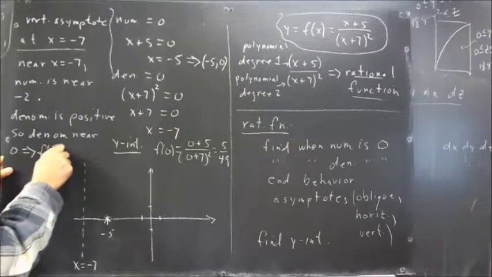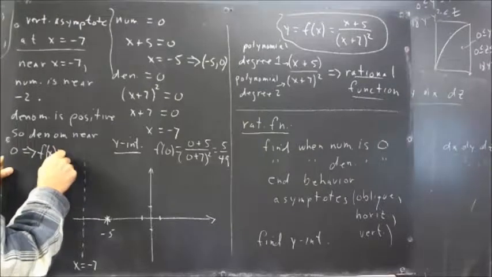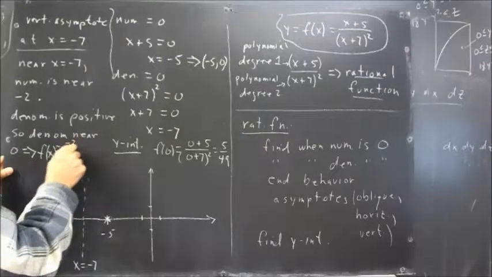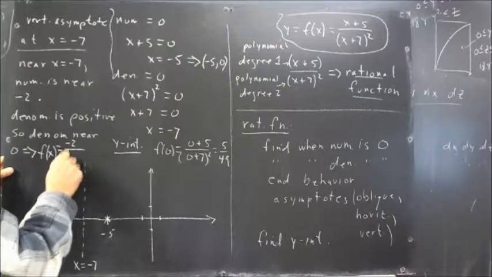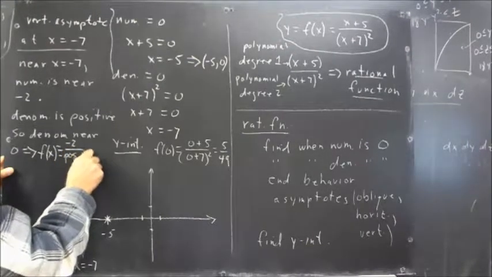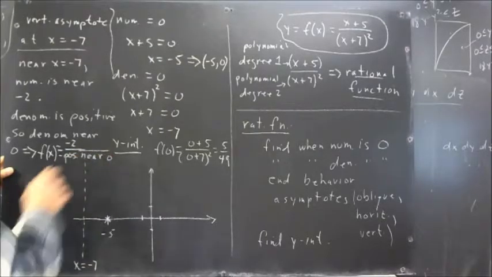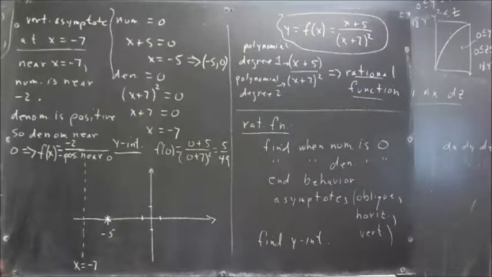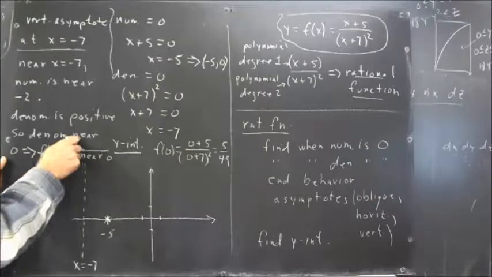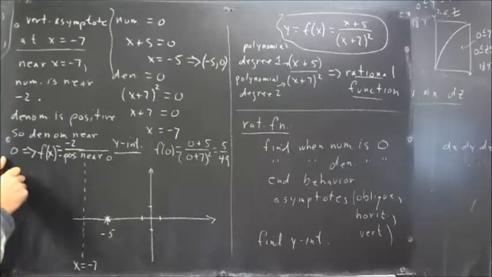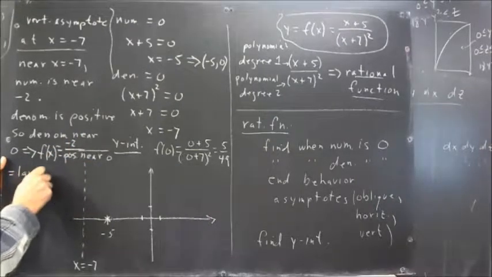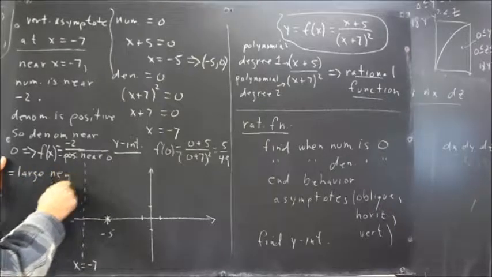f of x is equal to or approximately equal to -2 over a positive number near 0. Okay? The closer the denominator gets to 0, the bigger the result will be, but the result is negative. So this f of x will be -2 over a positive number near 0 equals a large negative number.